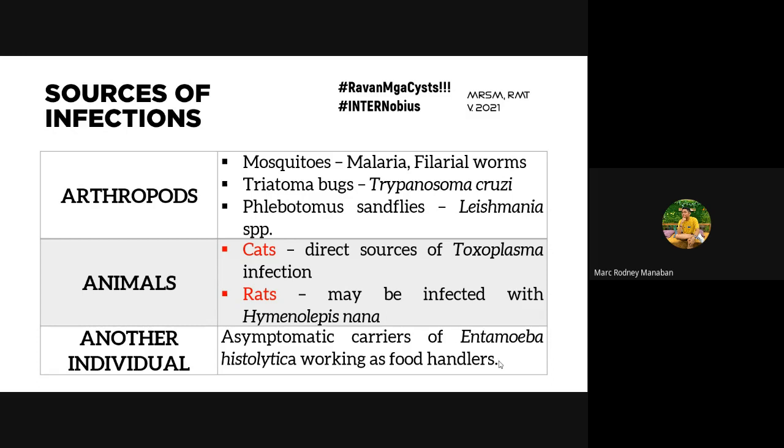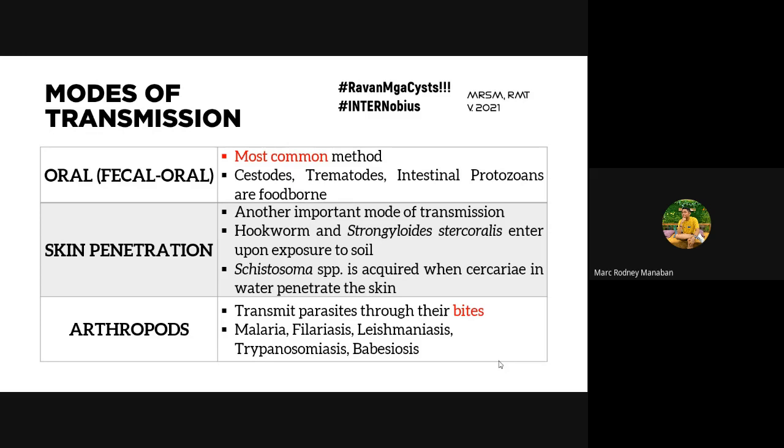Now we go to the modes of transmission, how you get the parasite, the different means of transmission. Starting first with oral, fecal-oral, the most common. Meaning you touched something or ate something that is fecally contaminated. From the feces, you accidentally put your hands in your mouth, or ate or drank something fecally contaminated. That is the most common method. Your cestodes, trematodes, and protozoans are all foodborne, so they can be fecal-oral. Or Ascaris, your nematodes, fecal-oral.